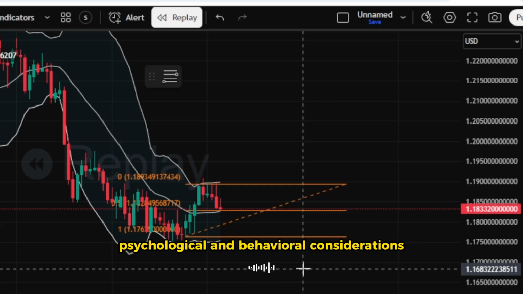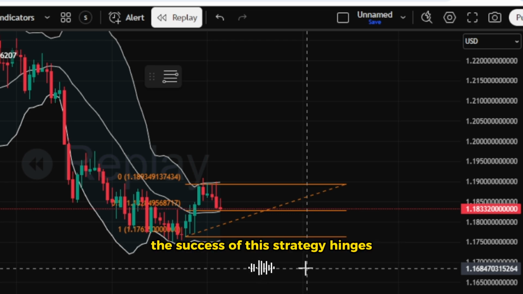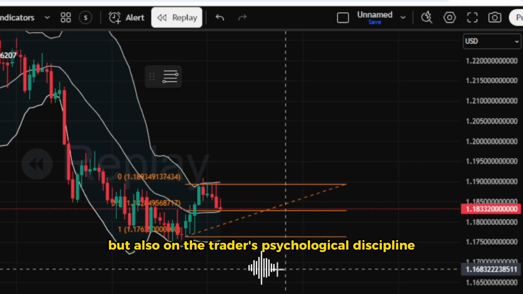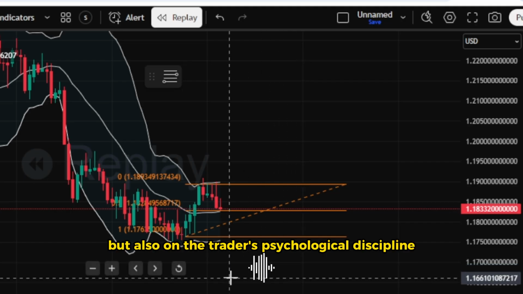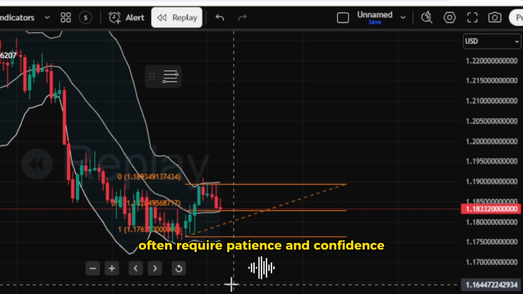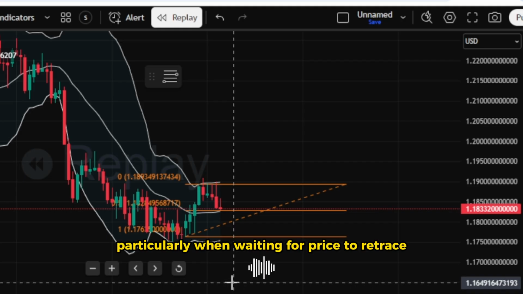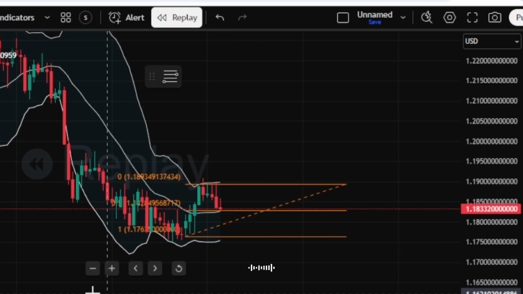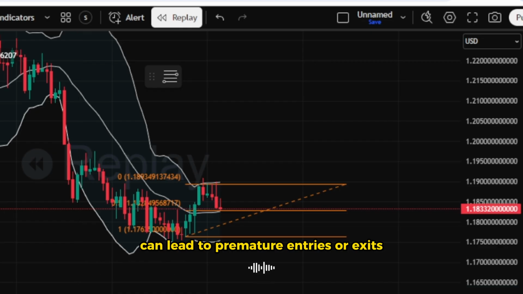Psychological and behavioral considerations. The success of this strategy hinges not only on technical execution, but also on the trader's psychological discipline. Pullback entries within trends often require patience and confidence, particularly when waiting for price to retrace against the prevailing direction. Fear of missing out or reacting to minor fluctuations can lead to premature entries or exits.